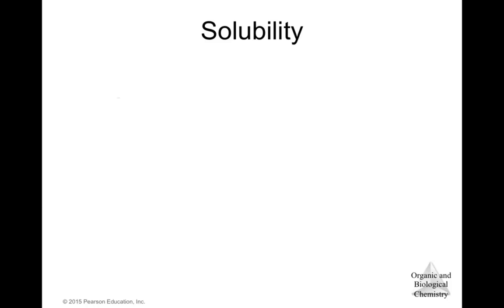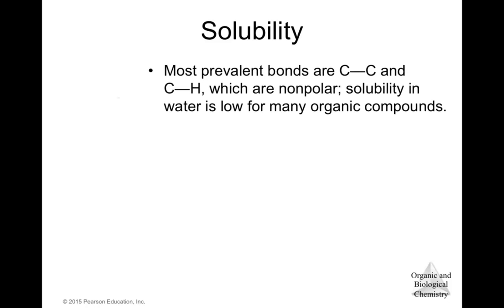Now let's talk about solubility. The most prevalent bonds are carbon-carbon bonds and carbon-hydrogen bonds. These are nonpolar. Carbon-carbon has basically the same electronegativity as carbon-hydrogen, so these bonds are nonpolar. So the solubility in water is really low for many organic compounds, because most of the bonds in those molecules are nonpolar, and water is a polar solvent. Okay, so that's why they don't mix.